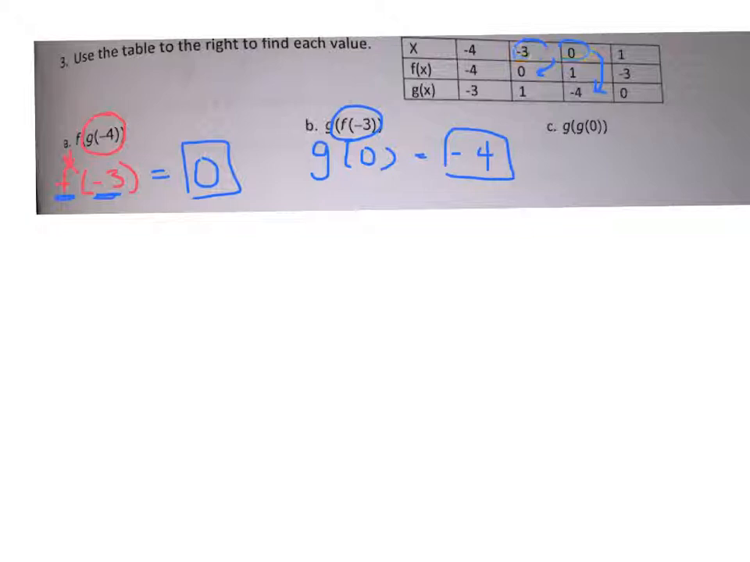Okay, last one. I've got g of g at 0. So I've got to find 0 first, go down to g. That's -4. So I'm going to bring down that first g, replace it with -4, and now find the -4 on the x. Go down to the g, so your final answer is -3. Okay, so there's the first couple.